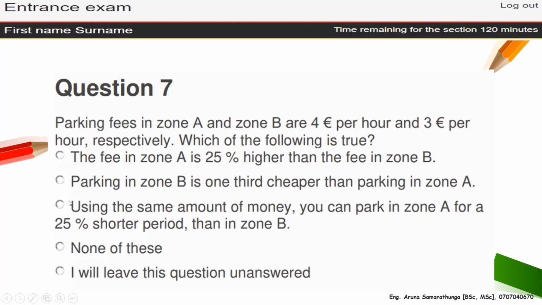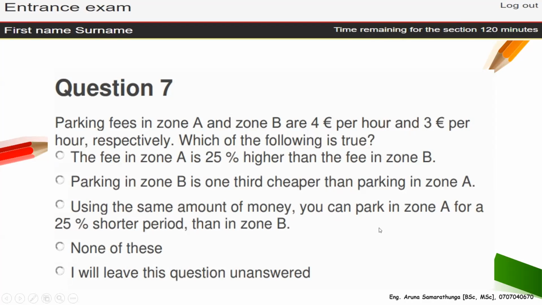Now you have to consider one by one. Okay. The fee in zone A is 25% higher than the fee in zone B. So higher than, you have to compare with B. And parking zone B is 1/3 cheaper than parking zone A. Using the same amount of money, you can park in zone A for 25% shorter period than zone B. You have to compare again with zone B.